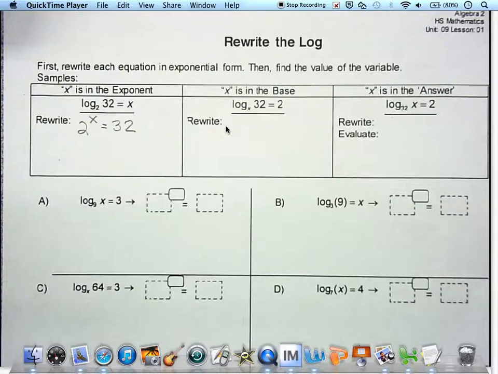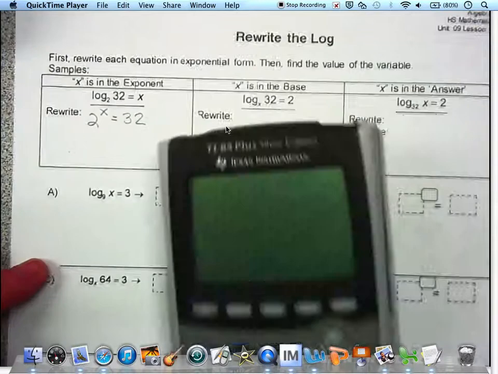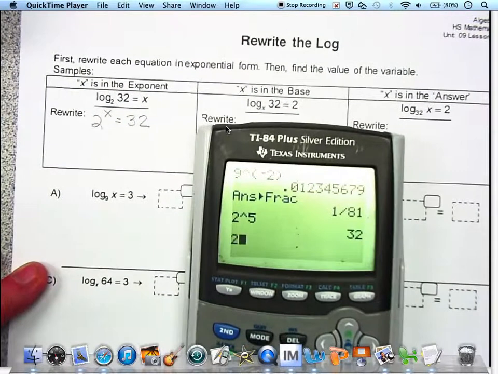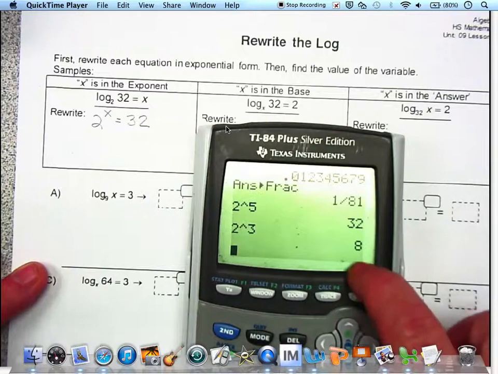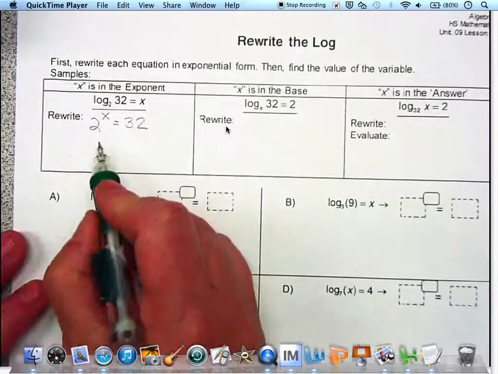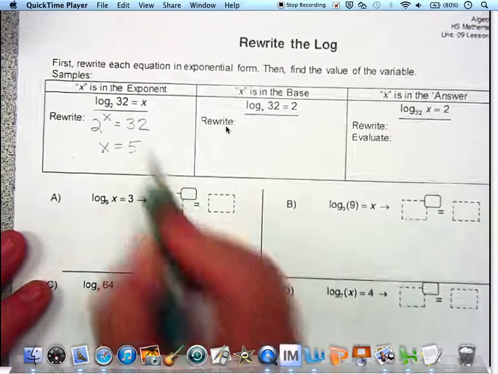How did you get that, Jamie? Calculator. You just kind of guessed and tried it? Trial and error kind of deal? So he said, let's see if 2 to the 5th is it. 2 to the 5th equals 32. Okay? If you had tried 2 to the 3rd, that would be too low, so then you would try something higher. So on these, you just do trial and error. x equals 5.